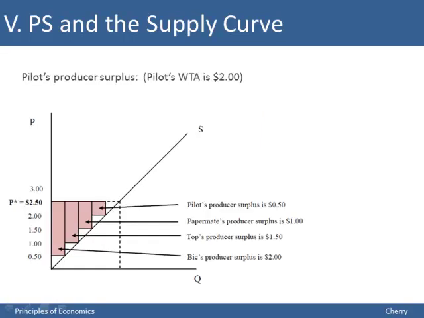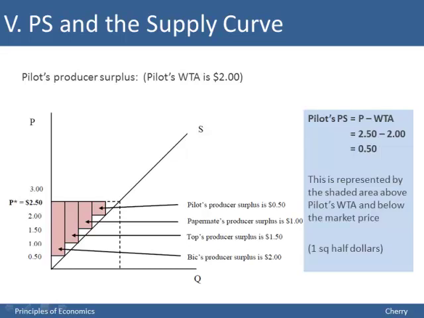And then you have Pilot's producer surplus. Pilot's willingness to accept was $2. Given that the price was $2.50, that means that Pilot's producer surplus is 50 cents. $2.50 minus 2. And that's represented by that shaded area.